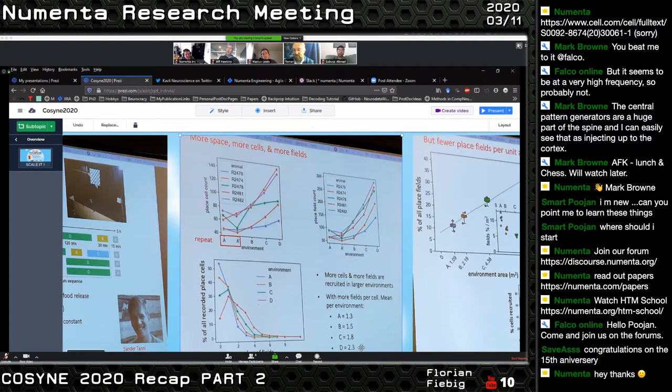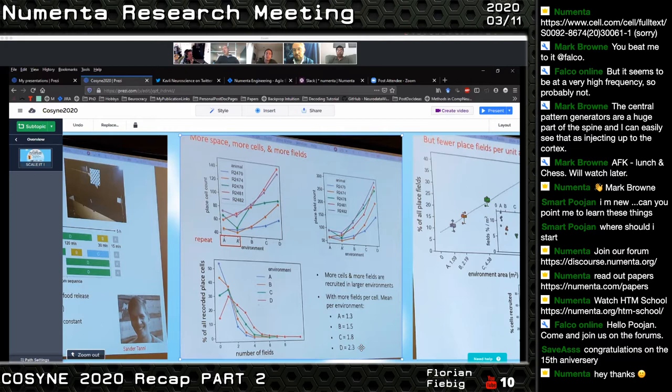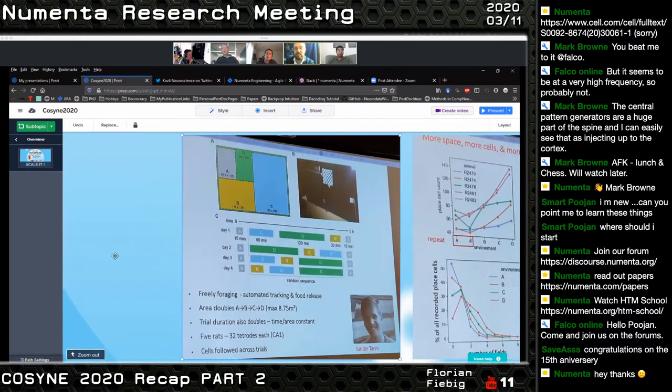Florian, a quick question. Do they change anything else in the environment or just the dimension? Is it the same environment but bigger? Yeah, they're doing this inside the same giant room, right? They just delete borders and you can see it here. That's all that they're doing.